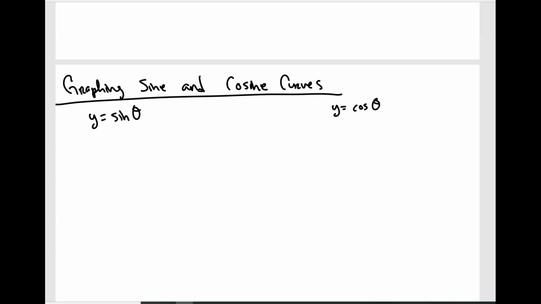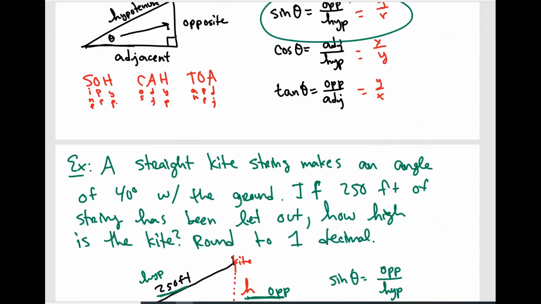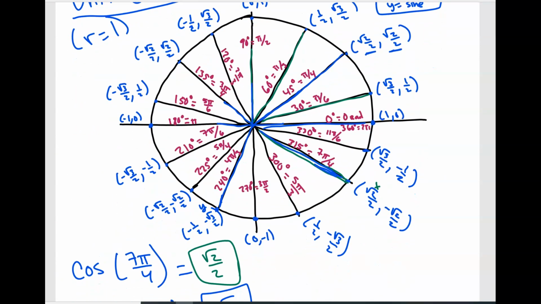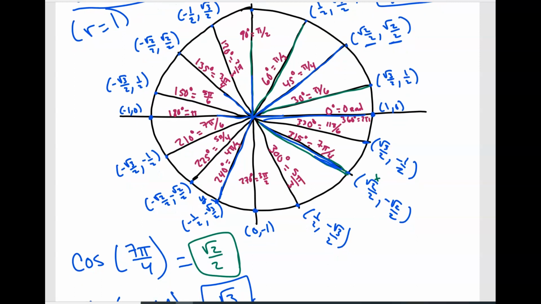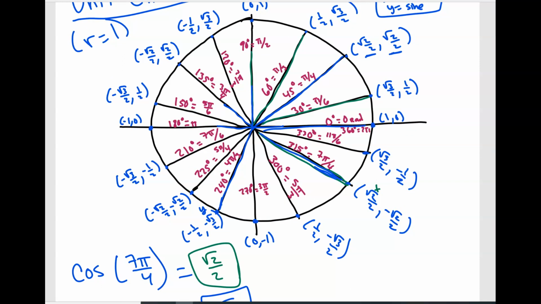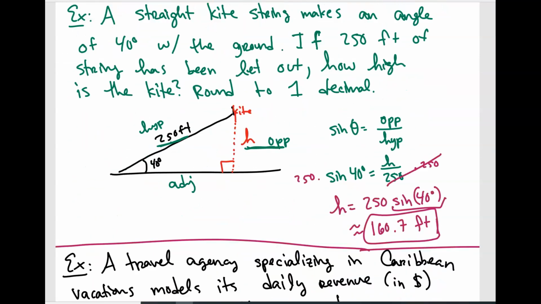Now, I'm uploading a little unit circle up on Canvas, so you can go ahead and take a look at the unit circle. I'm going to be mainly using this unit circle to graph these. So I'm going to be plugging in various angles to figure out what the sine curve looks like.